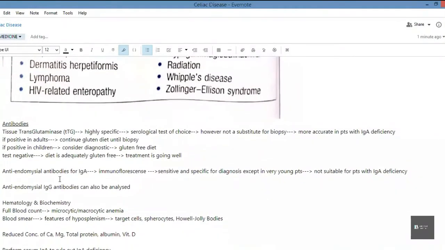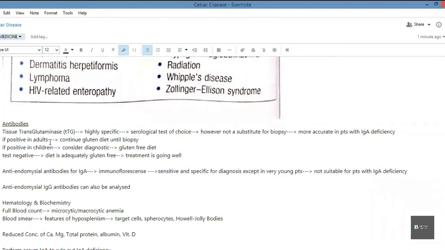Then we need to do some antibody tests. Tissue transglutaminase is the serological test of choice. It's highly specific and sensitive. In fact, it is the most specific and sensitive test among the antibody tests that we're going to be looking at. However, it cannot be considered a substitute for biopsy, and the advantage is that it is more accurate in patients with IgA deficiency, and we'll be looking at why this is significant.